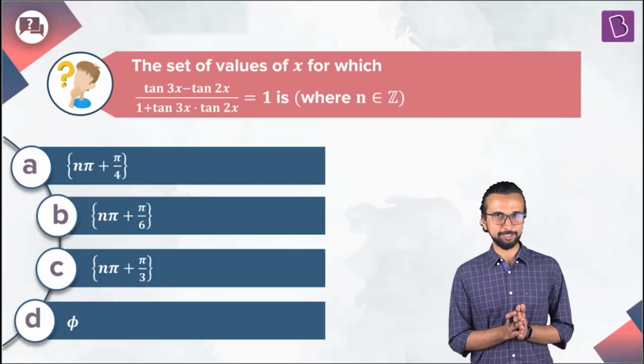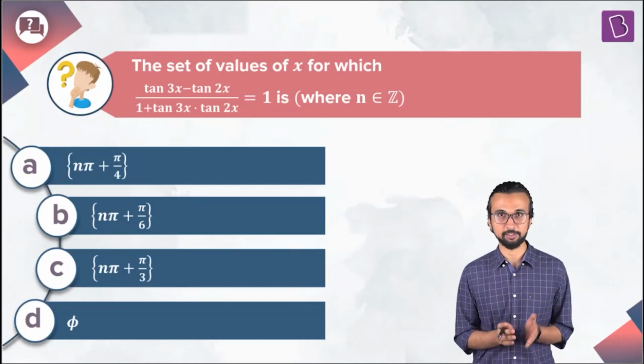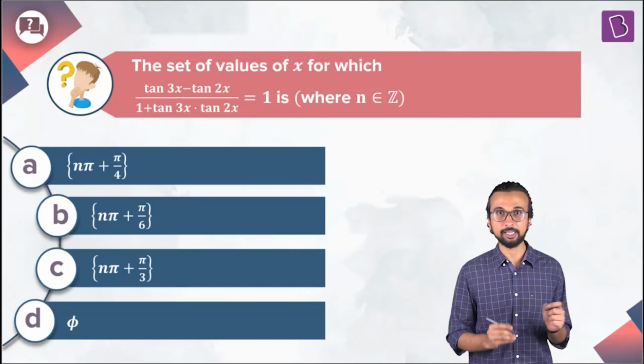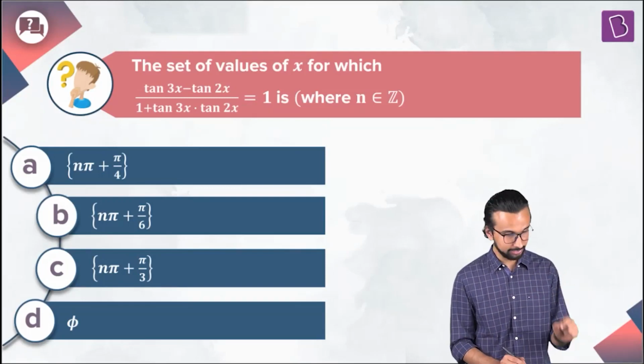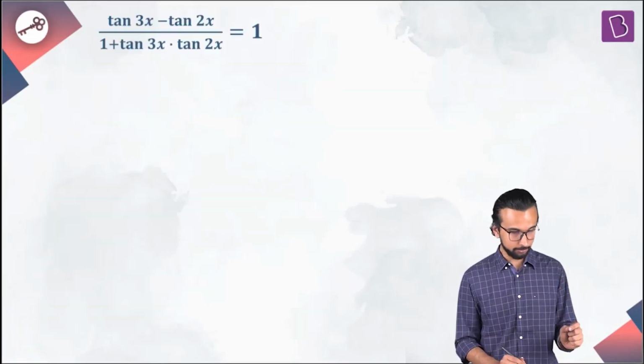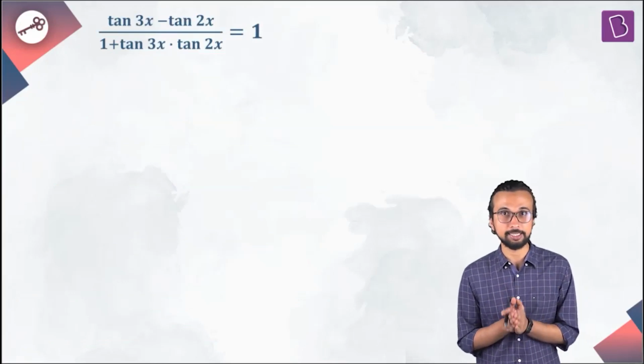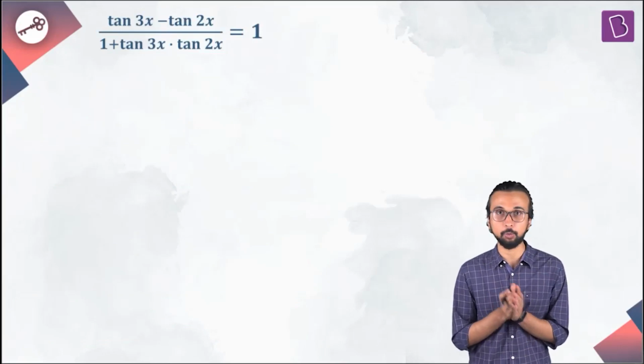Let's look at this question here. The set of values of x for which this given equation holds true. They're asking for the general solution of this given equation. What is the equation? (tan 3x minus tan 2x) by (1 plus tan 3x into tan 2x) equal to 1.